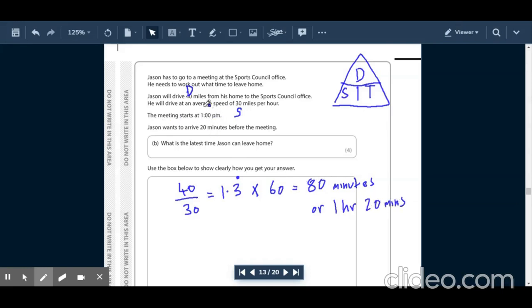So his meeting starts at 1 o'clock and he wants to arrive 20 minutes before that. So 20 minutes before 1 o'clock is 12:40. If he wants to get to where he's going at 12:40, he has to leave an hour and 20 minutes before. So if I take away an hour, I'm going to get to 11. Take away 20, and we get to 11:20. So he needs to leave at 11:20, and that's AM.